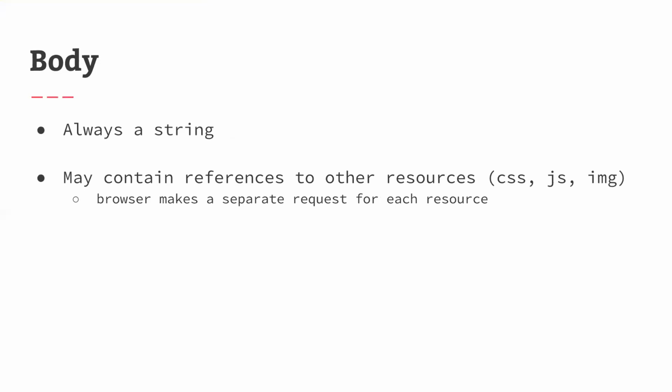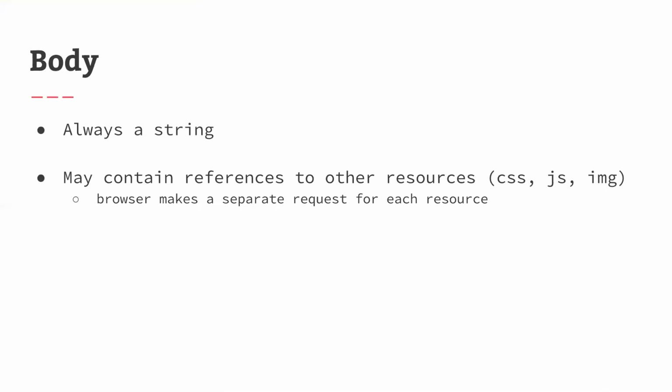The body. So requests have a body, responses have a body too. The body is always a string. Even if it's an image, it's a string of bytes. If it's JSON, it's a string of JSON. HTML, string of HTML. This is true for the request body as well. The body is always a string.